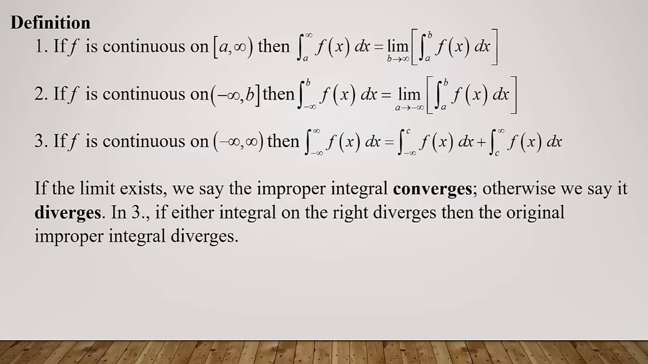Now, folks, we're introducing some vocabulary here. If the limit exists, we are going to say the improper integral converges. If the limit doesn't exist, we say the improper integral diverges. In number 3, if either integral on the right diverges, then the original improper integral from negative infinity to infinity diverges.